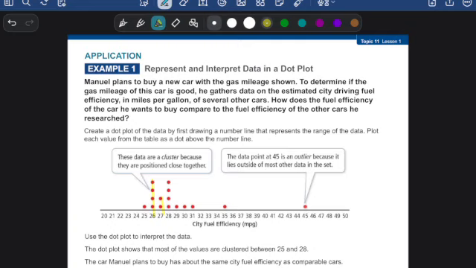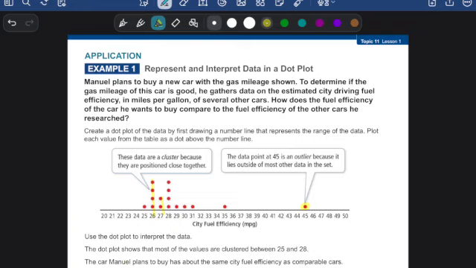We see we have this outlier here at 45 miles a gallon. It's called an outlier because it lies outside the normal data set where all of the other data points are. And we're going to learn in future lessons what an outlier actually does to affect our statistical analysis.